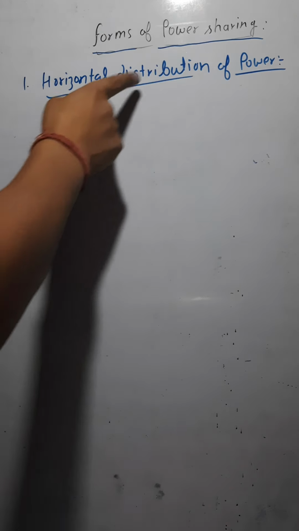So first one is horizontal distribution of power. Horizontal distribution of power means the power has been distributed among different organs of the government. Let's say we have the government here, and we have the three organs of the government. One is known as the legislature, one is known as the executive, and the next one is the judiciary. These are the three organs of the government. I think I have already told you about this. Now if you are dividing the power of the government among these three organs, this type of distribution of power is known as the horizontal distribution of power. So here the power has been divided among these three organs.